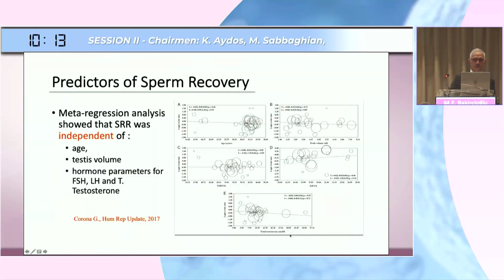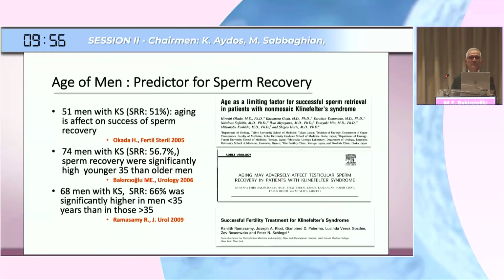Okay, so in this meta-analysis, they also showed that age, testis volume, and hormone parameters for FSH, LH, and total testosterone did not predict the sperm retrieval. However, we know that from a single clinic in 2005, they showed that aging affects sperm recovery, and also a couple of months later, in our study, we showed that younger age than 35 has a high success rate compared to older age.